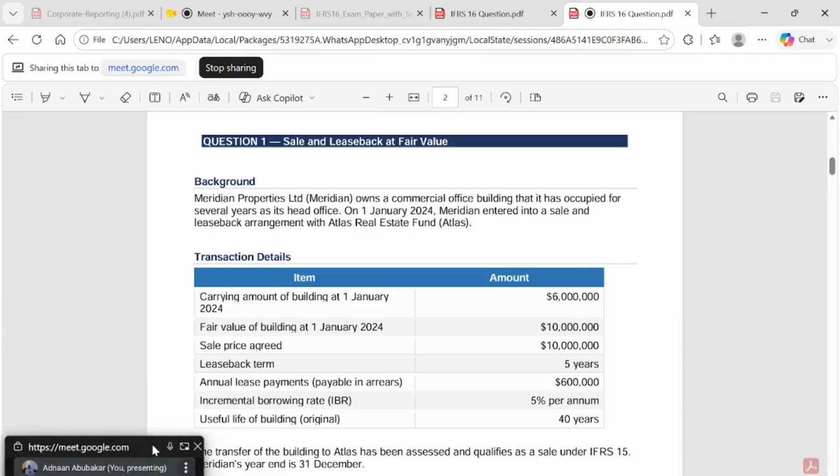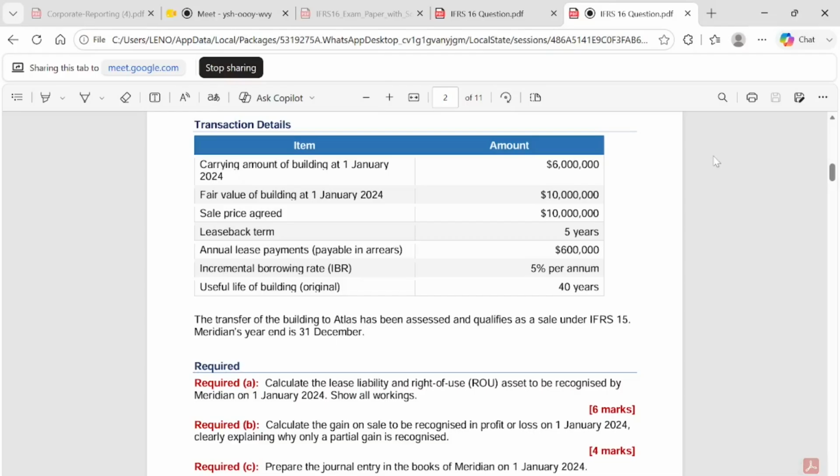Okay, so this is a sale and leaseback question. Meridian Properties Limited owns a commercial office building that it has occupied for several years as its head office. On 1st January 2024, Meridian entered into a sale and leaseback arrangement with Atlas Real Estate Fund. Carrying amount as at 1st January 2024, $6 million. Fair value of the building at 1st January 2024, 10 million. Sale price agreed, 10 million.